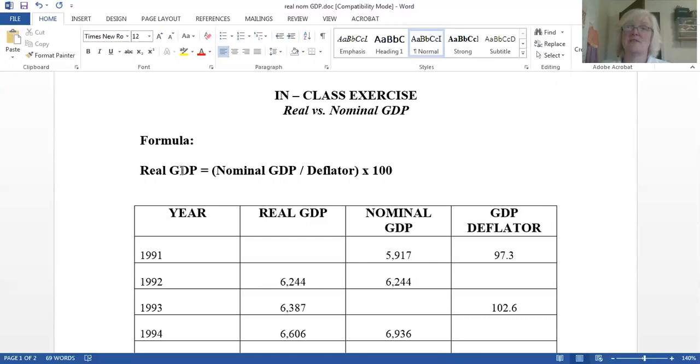So 2015 nominal GDP would include 2015 quantities as well as 2015 prices. If we wanted to adjust that to the base year, let's say the base year is 2000, we would find real GDP for 2015, which would be equal to nominal GDP in 2015 divided by the deflator in 2015 times 100. So that's the general formula. Let's see what it looks like.